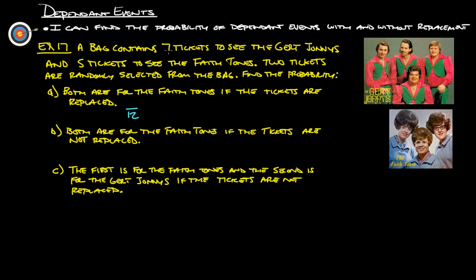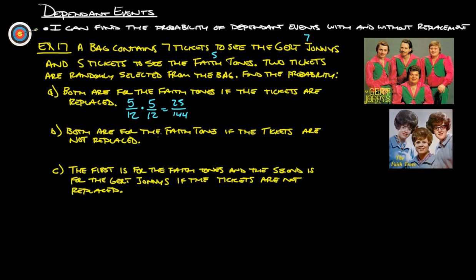Okay, so there's 7 for the Gert Johnnies and 5 for the Faith Tones, right? So both are for the Faith Tones if the tickets are replaced, so let's just do one at a time. So 5 out of 12 for the first one, and then the ticket is placed back in there, so then it's going to be another 5 out of 12. Okay, so that's going to be 25 out of 144.